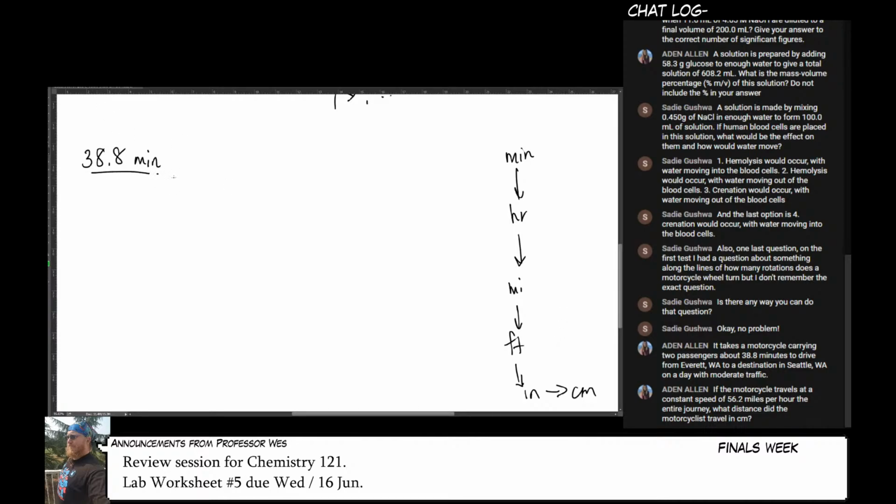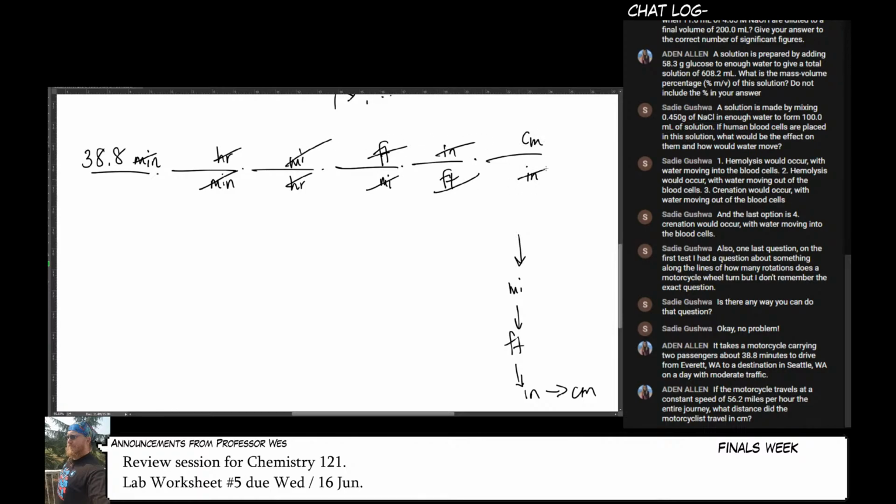So let's do that. So we turn minutes into hours. Hours can be turned into miles based on the speed that was given. And then you could just do dimensional analysis to turn all of these things into each other. I'm going to erase this because we don't really need it anymore. So miles, feet, inches, centimeters. And so we just do a bunch of conversions now.